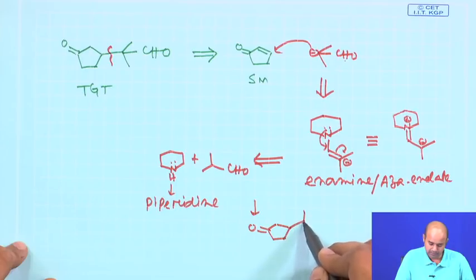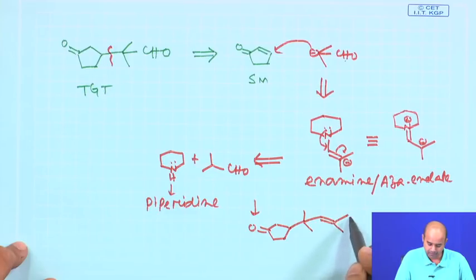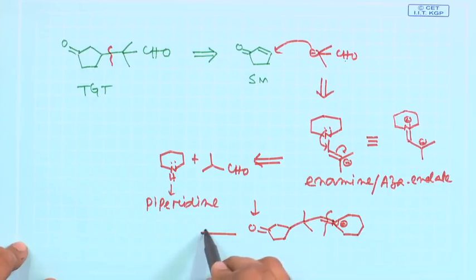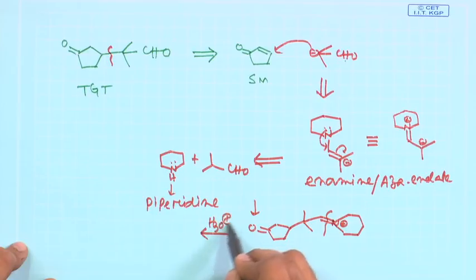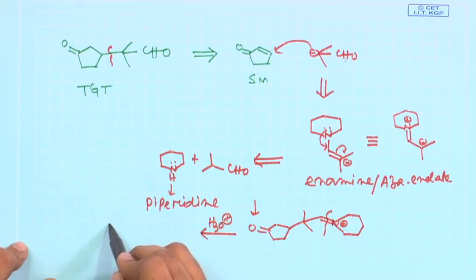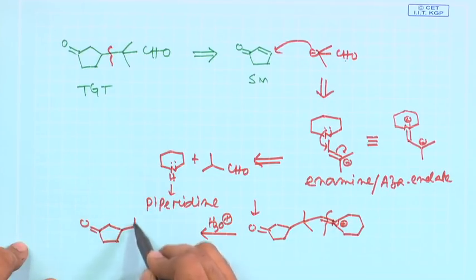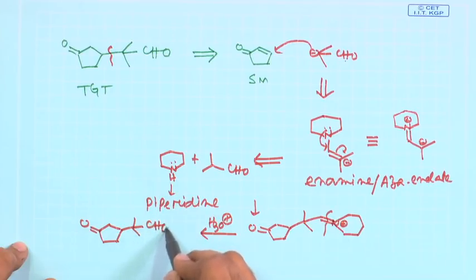Then you will basically get this, where the methyl is there, and the nitrogen plus is now becoming an imine. Now, a simple imine you can hydrolyze by simple aqueous workup. So, this part will be knocked down and then you can come back to your aldehyde, which was the original target.